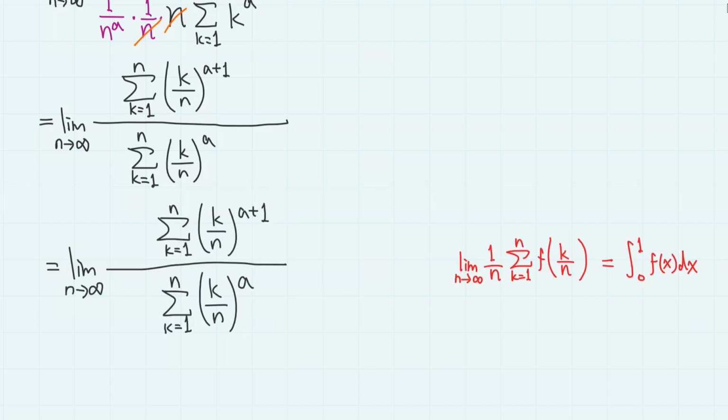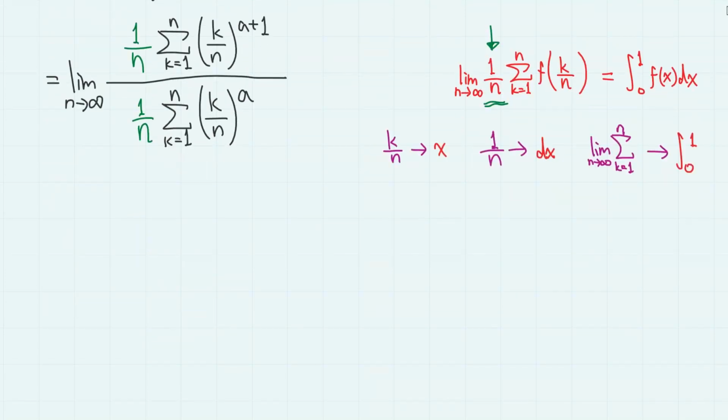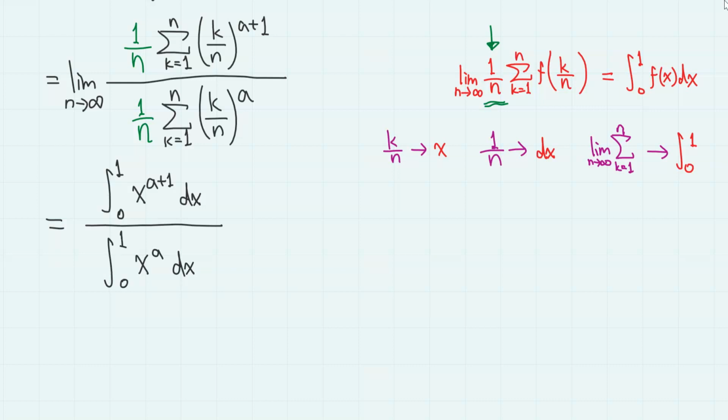In order to be converted into an integral, we also require 1 over n. So let us multiply 1 over n in both numerator and denominator. So now both numerator and denominator can be converted to definite integrals. So in the numerator we have the integral of x to the power of a plus 1 dx from 0 to 1, and in the denominator we have the integral of x to the power of a dx from 0 to 1.